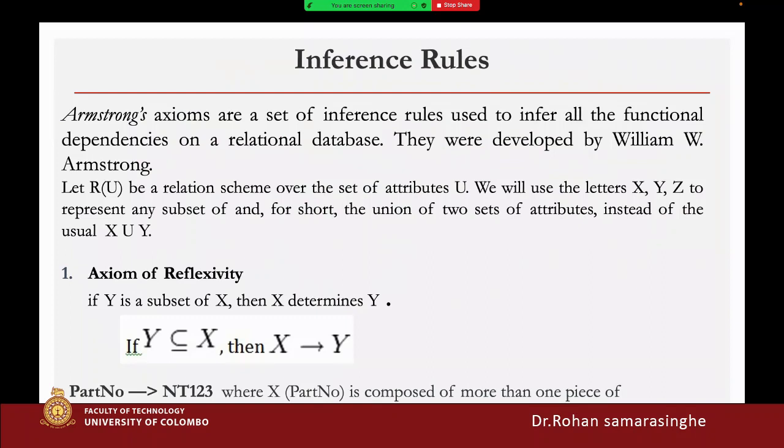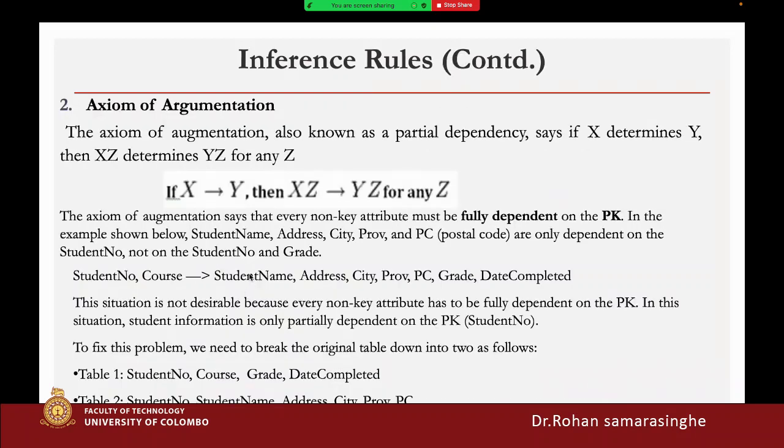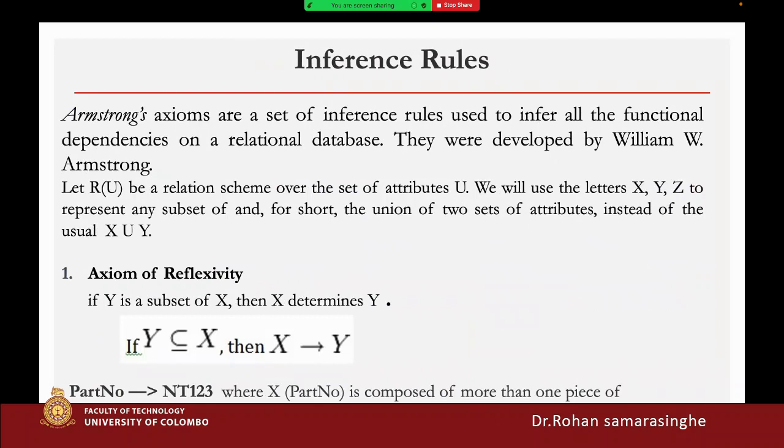We will use the letters X, Y, Z to represent any subset of U. For short, the union of two sets of attributes instead of the usual X and Y. So the axiom of reflexivity is: if Y is a subset of X, then Y is also a set of attributes of that relation RU, and X is also a subset of the relation RU, with Y a subset of X.